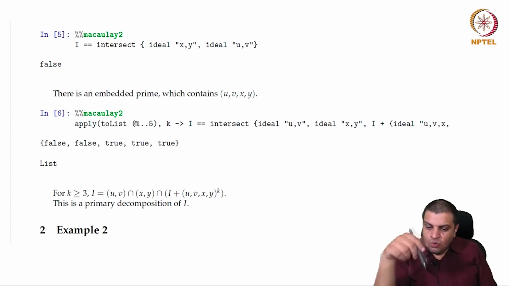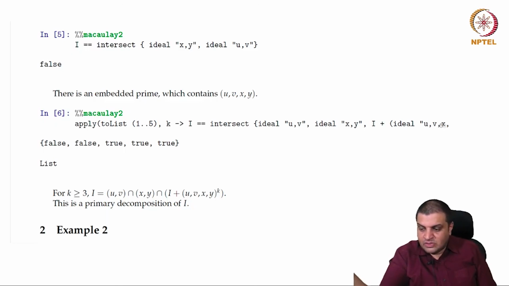So this is a code which I will type in the exercises. It has gone outside, so I'll type this in the exercises. So we're running an apply command, which is from elements of this list. So to list 1.5 means construct a list with elements 1, 2, 3, 4, 5. So take 1, 2, 3, 4, 5, and to each k we ask this question: is I equal to something here? The something here is the intersection of u comma v, x comma y, and a third ideal which is I plus the ideal of all the variables to the kth power. Sorry, that's gone outside this file. So I will describe this example in the exercises again.